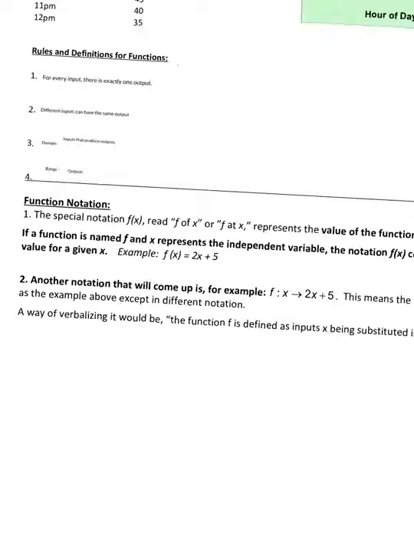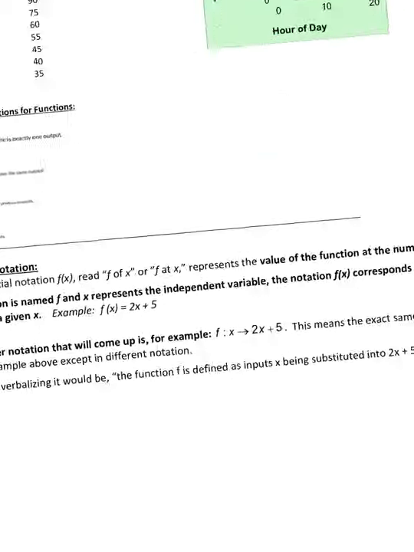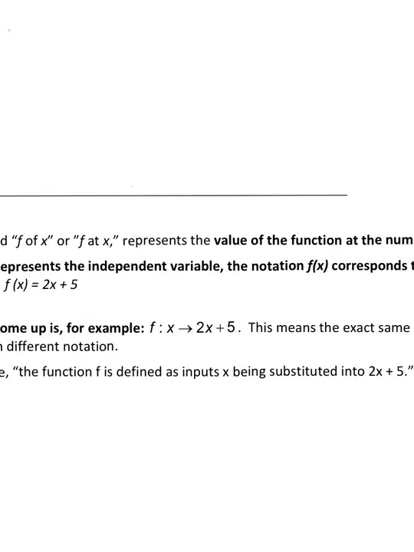For those of you in IB, the IB curriculum has this other notation. I'm just emphasizing it to you here so you get to recognize it as you move forward. It looks like this: f colon x with an arrow into 2x plus 5.